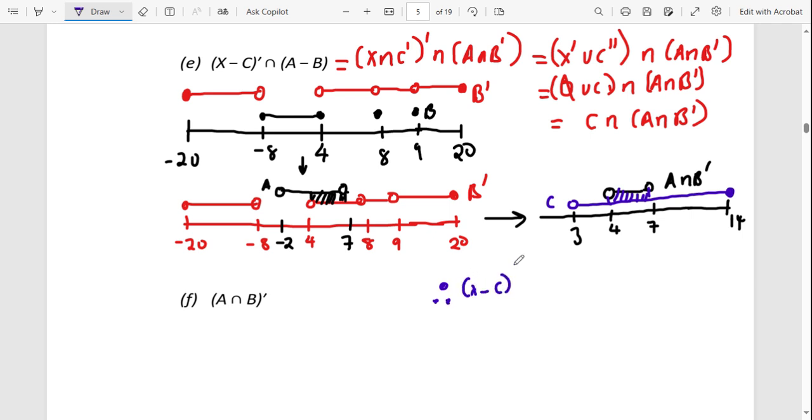C complement intersection A minus B is actually 4 up to 7. We are neither including 4 nor 7 because they are open circles there. The last one is simple.